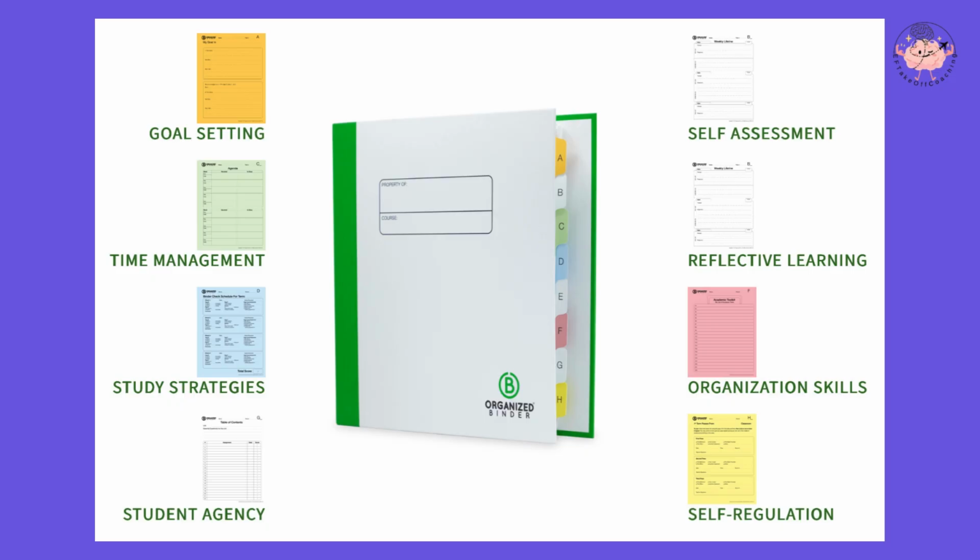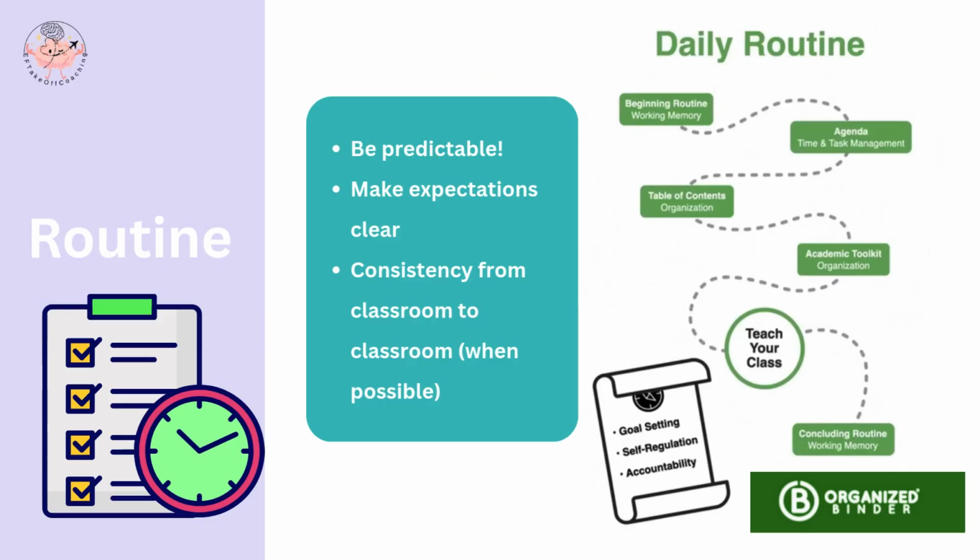And this is actually the binder that he created, and you can see it's color coded. There you go. Each section of the binder is to support different executive functions, and obviously a big one is organization here also, just by having the binder. And he has a whole routine that he goes through every day. So let's take a look.